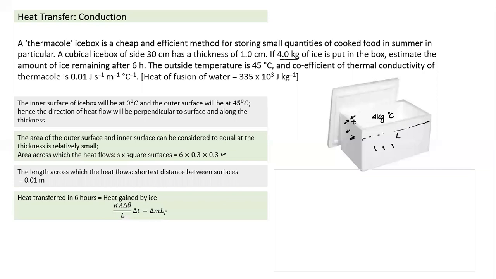Rest all is simple. Now we can use that heat transfer in 6 hours is equal to heat gained by the ice. What is my equation? K into A into delta theta by L into delta T. See that every term is very easy here. The K term is given, the area is understood here, 6 times the surface area, the length is equal to the thickness, and the time is given as 6 hours.